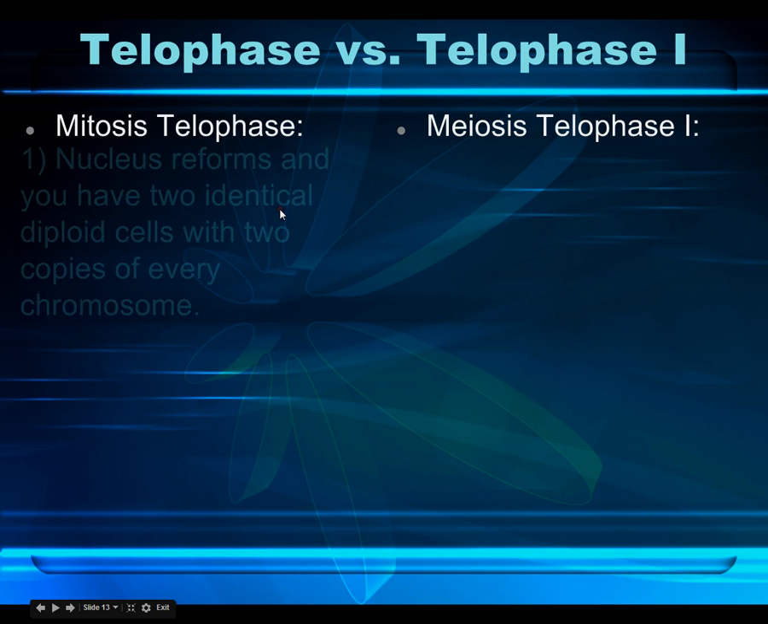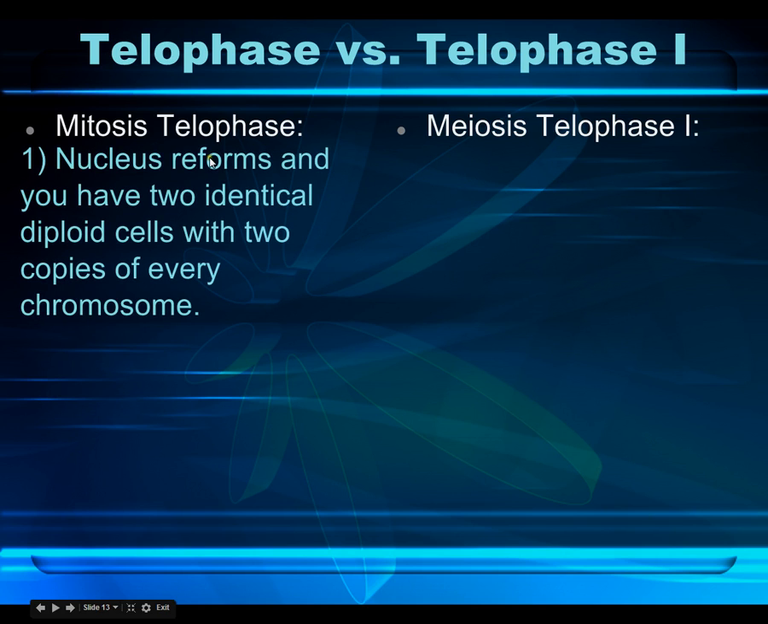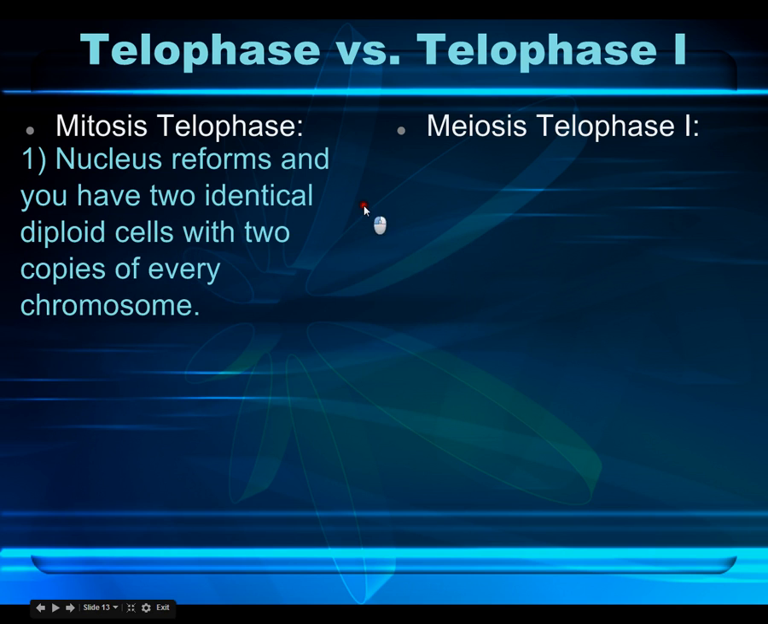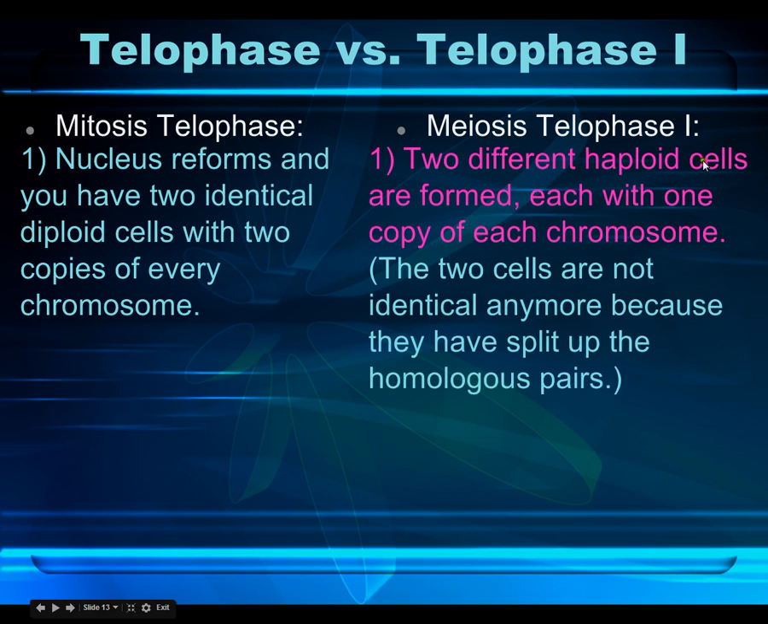Alright, mitosis telophase. The nucleus reforms and you have two identical diploid cells with two copies of every chromosome. Meiosis telophase I is a little bit different. Two different haploid cells are formed, each with one copy of each chromosome. The cells are not identical anymore because they have split up the homologous pairs. So instead of splitting the sister chromatids, we have just split up the tetrads. We will split up the sister chromatids during meiosis II.